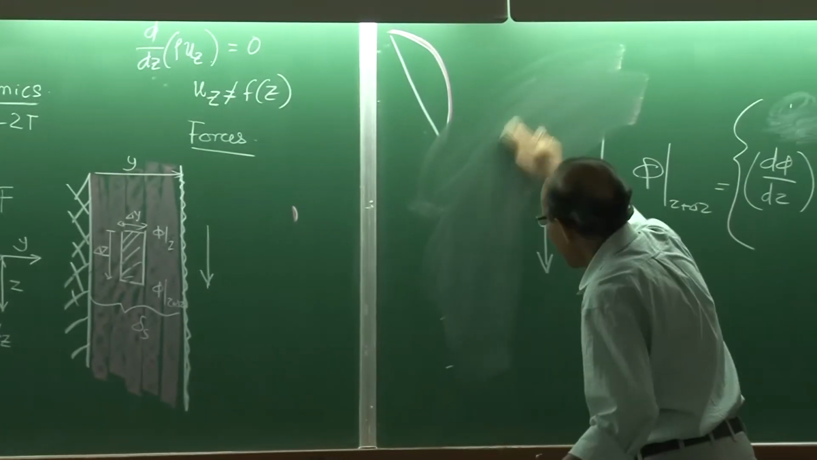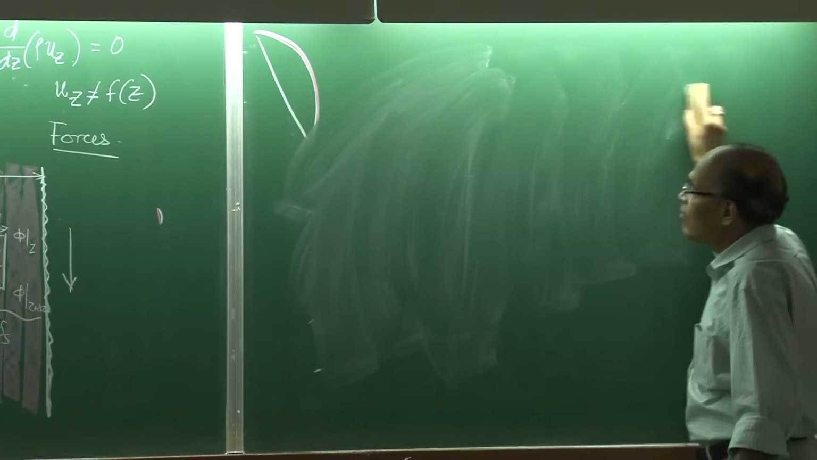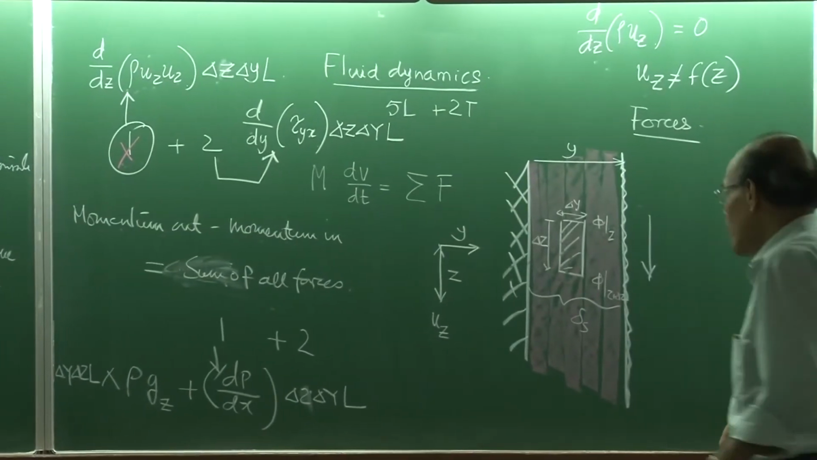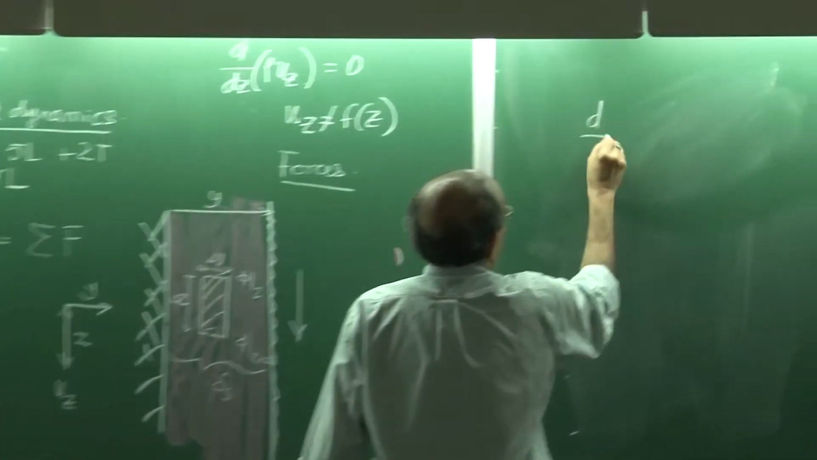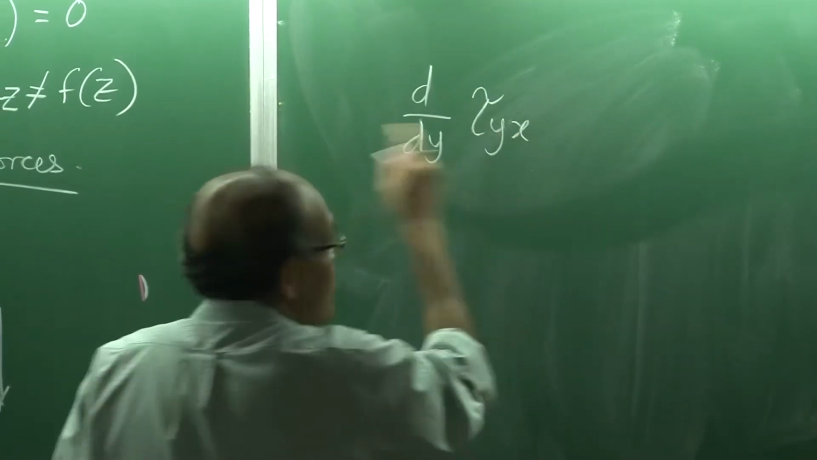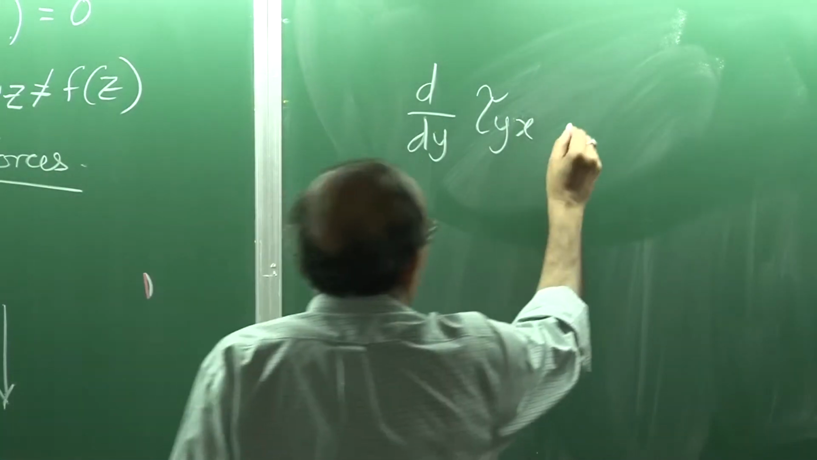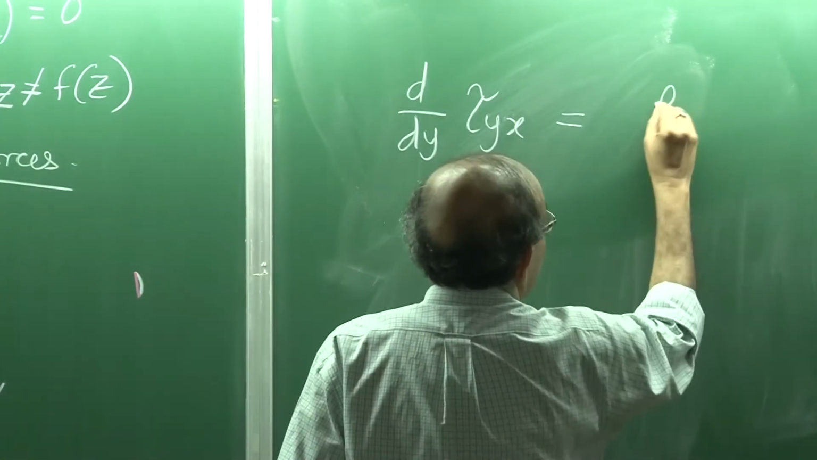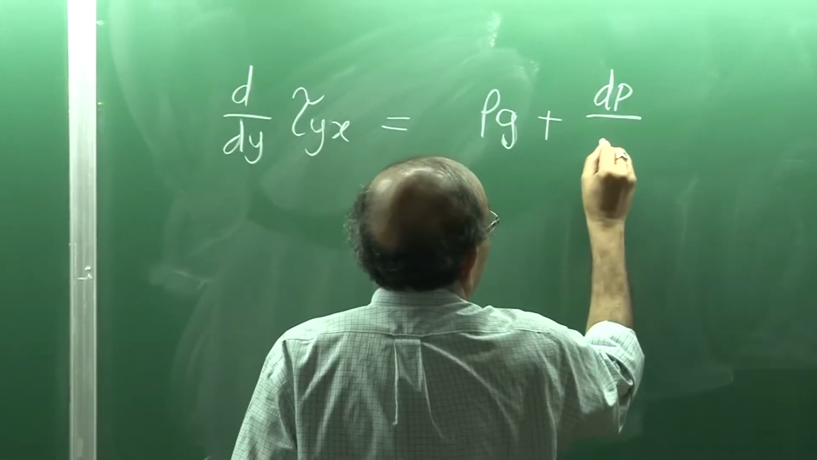So on the left hand side, I will have one component that will come out from the lateral direction momentum input because of the shear stress itself, and that is the term which will be left on the left hand side, and on the right hand side we will have the gravitational force plus the pressure gradient.